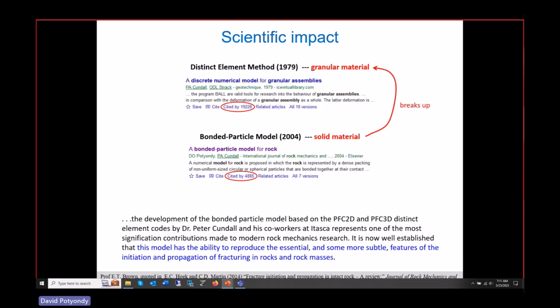So this is not just fun and games and pretty pictures. This is a proper, defensible scientific model of the microstructure of rock.